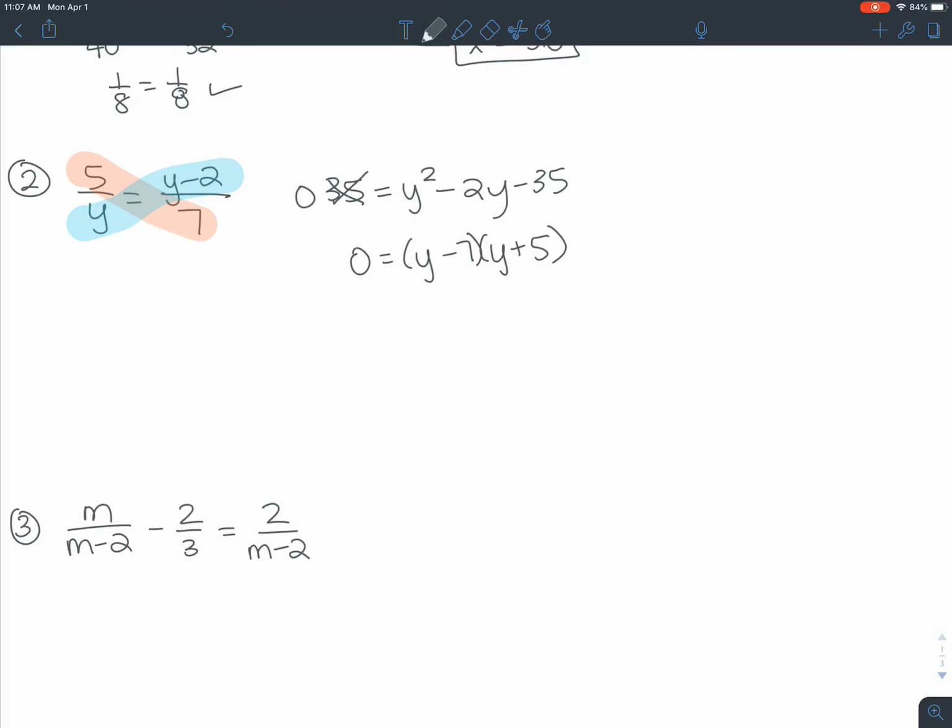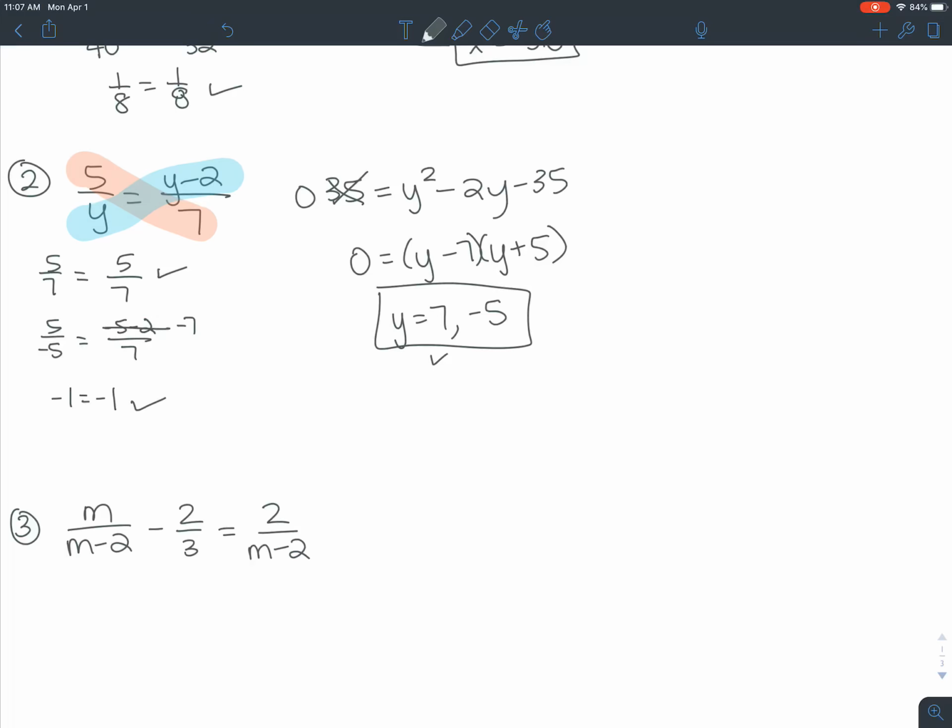And then we can use our zero product property and say that if they each equal 0, then y would be 7 and negative 5. And then let's go ahead and check. So if y is 7, then we have 5 over 7 equals 7 minus 2 over 7. Well, 7 minus 2 is 5, so that works. And then negative 5, if we say 5 over negative 5, and negative 5 minus 2 over 7, that's negative 7. This both reduce to negative 1, so both of these work.